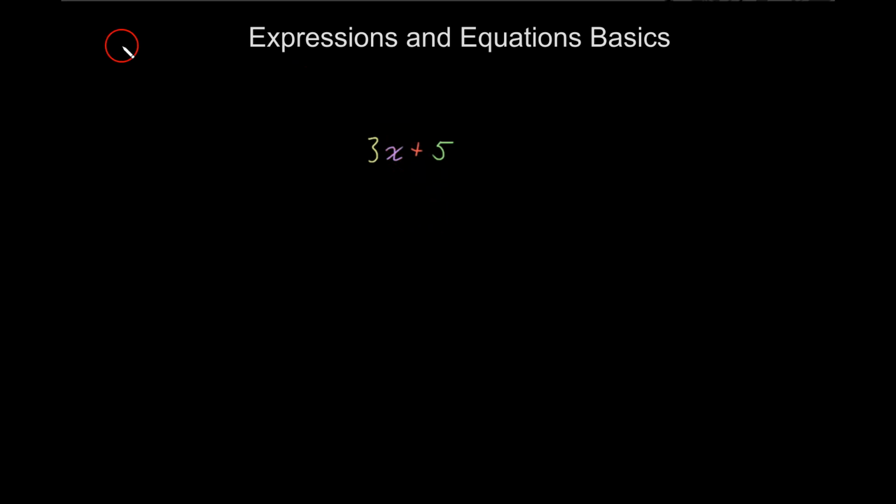And the first thing I want to talk about is this x right here. This x right here is not a multiplication symbol, okay? This is a variable. And variables are just letters or symbols used in place of a quantity we don't know yet.